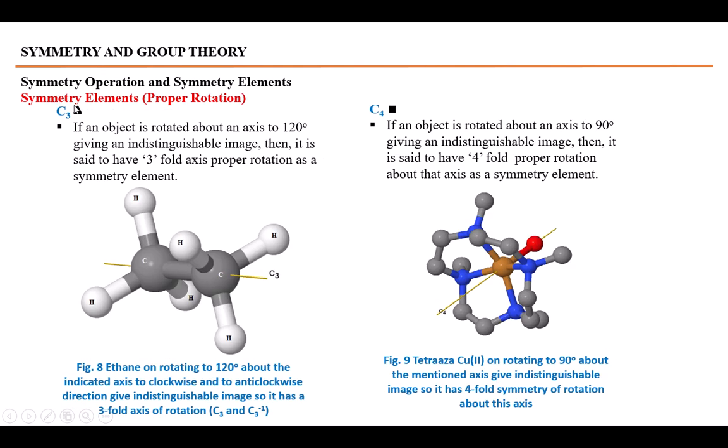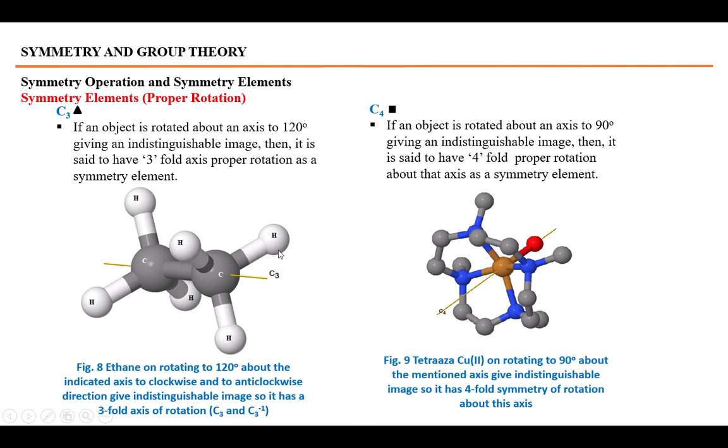C3 is denoted by this triangle. If an object is rotated by 120 degrees and it gives you the same or indistinguishable image after rotation about an axis by 120 degrees, then it is said that a C3 rotation axis exists there. For example, the staggered form of the ethane molecule, and the C3 axis is passing through these two carbon atoms.